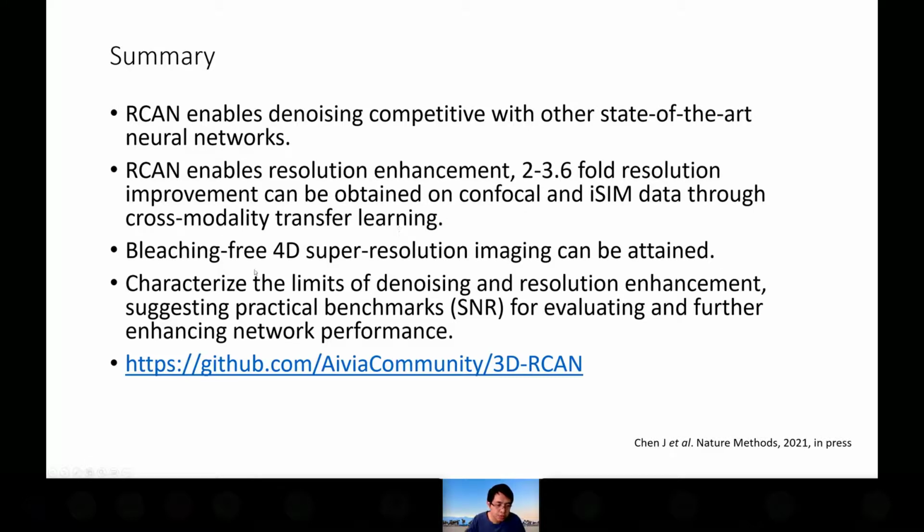And we have the code and the source data available from the GitHub. And for people who are interested to apply and test this 3D RCAN network, here is a link.